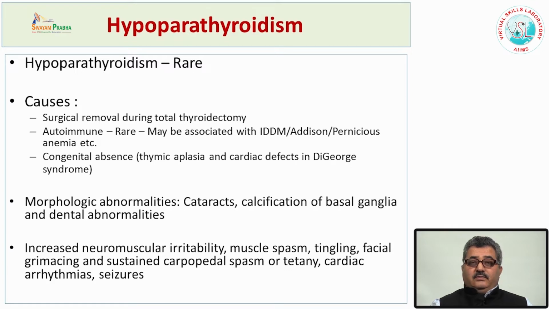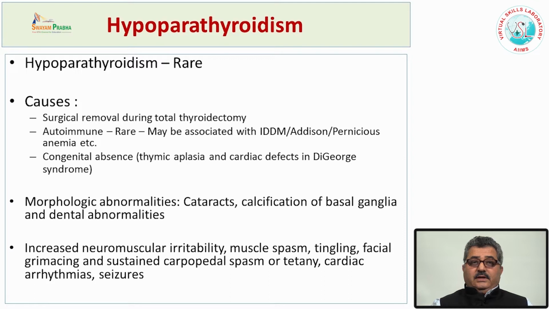When the thyroid gland is removed for one reason or another, many times the parathyroid glands are embedded in the thyroid tissue or are behind the thyroid tissue and very difficult to identify during surgery. So they are also removed, and that is the most common cause of hypoparathyroidism, the so-called iatrogenic hypoparathyroidism. The other rare causes are autoimmune diseases and some congenital diseases. In autoimmune diseases, there is one syndrome which is characterized by hypoparathyroidism, primary diabetes mellitus, Addison disease, and pernicious anemia.